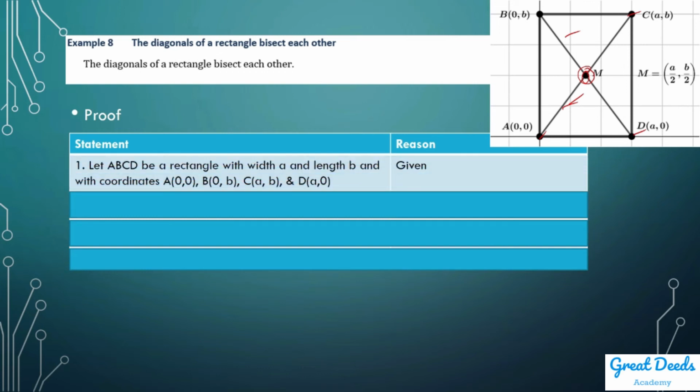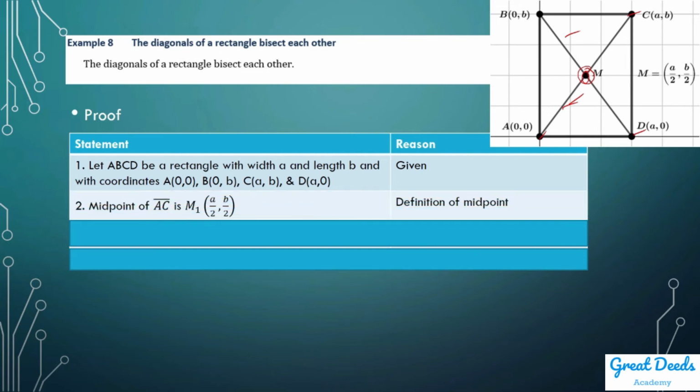So let ABCD be a rectangle with width a and length b, and these are the coordinates. Given the midpoint of the diagonal AC is equal to this. These are their coordinates, using your definition of the midpoint: a plus 0 divided by 2 is the x coordinate, and the y coordinate is going to be b plus 0 divided by 2. What is the reason? Definition of a midpoint.